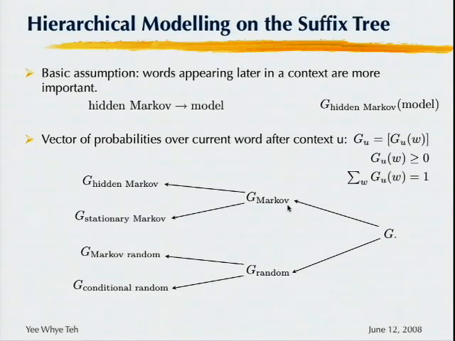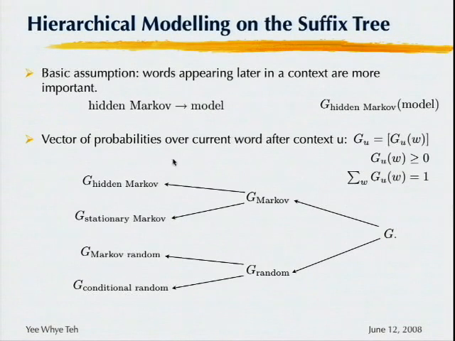And basically, you can think of G of Markov as the mean probability vector in a prior for both of these probability vectors. Okay. And in this hierarchical model, there is sharing of information across the different contexts on the tree, right? And the structure of this sharing is precisely the same structure of sharing that we see in the traditional smoothing algorithms.